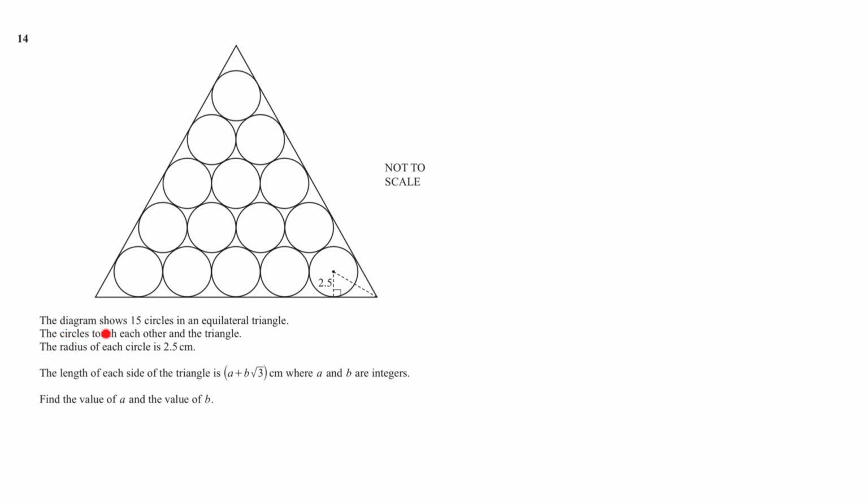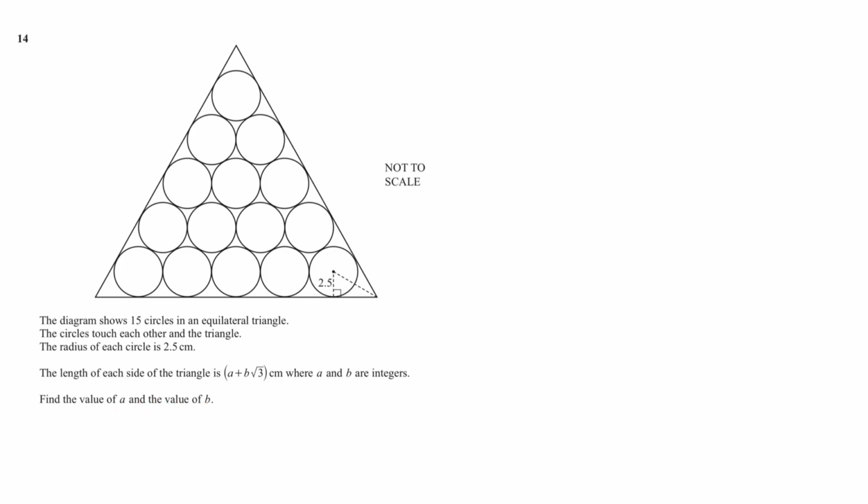Here we're told the diagram shows 15 circles in an equilateral triangle. The circles touch each other and the triangle. The radius of each circle is 2.5 centimeters, and we're told that the length of each side of the triangle is a plus b root 3, or a plus b times the square root of 3 centimeters, where a and b are integers. And we need to find the value of a and the value of b.